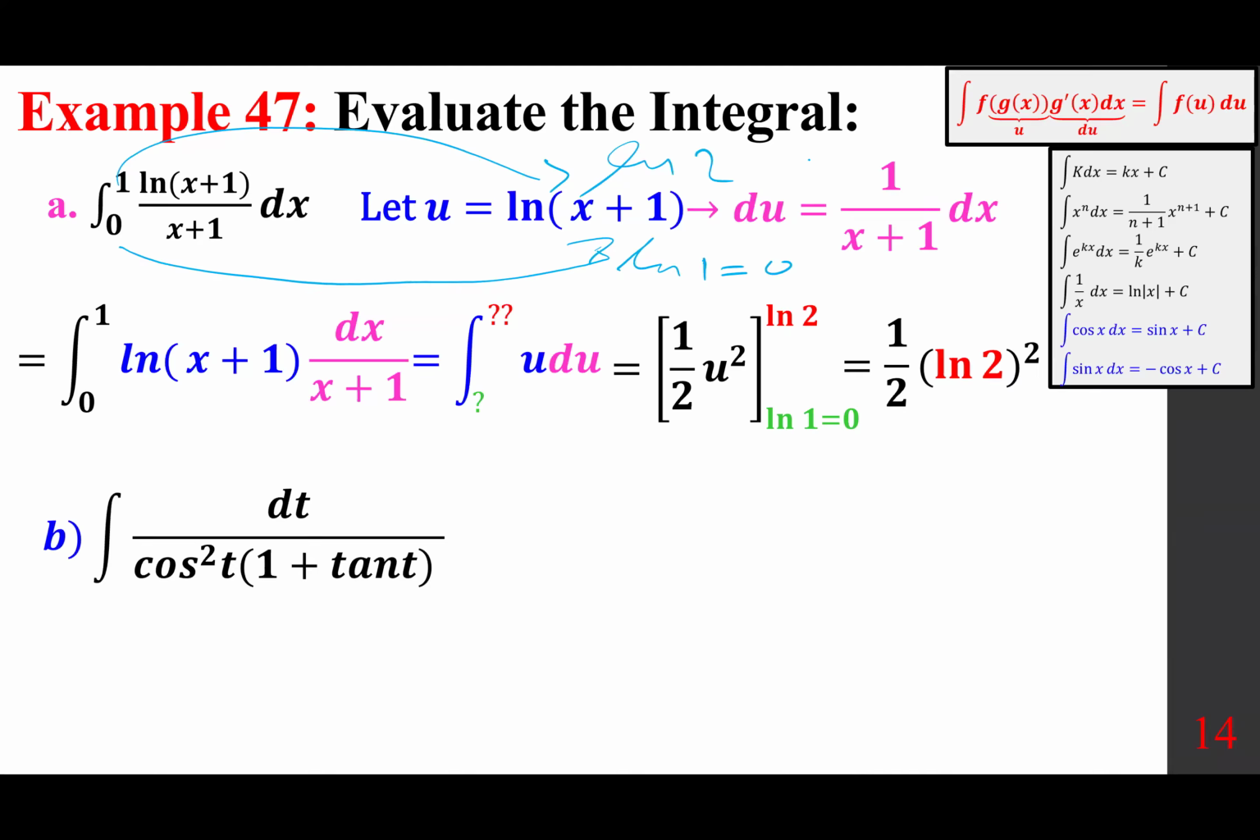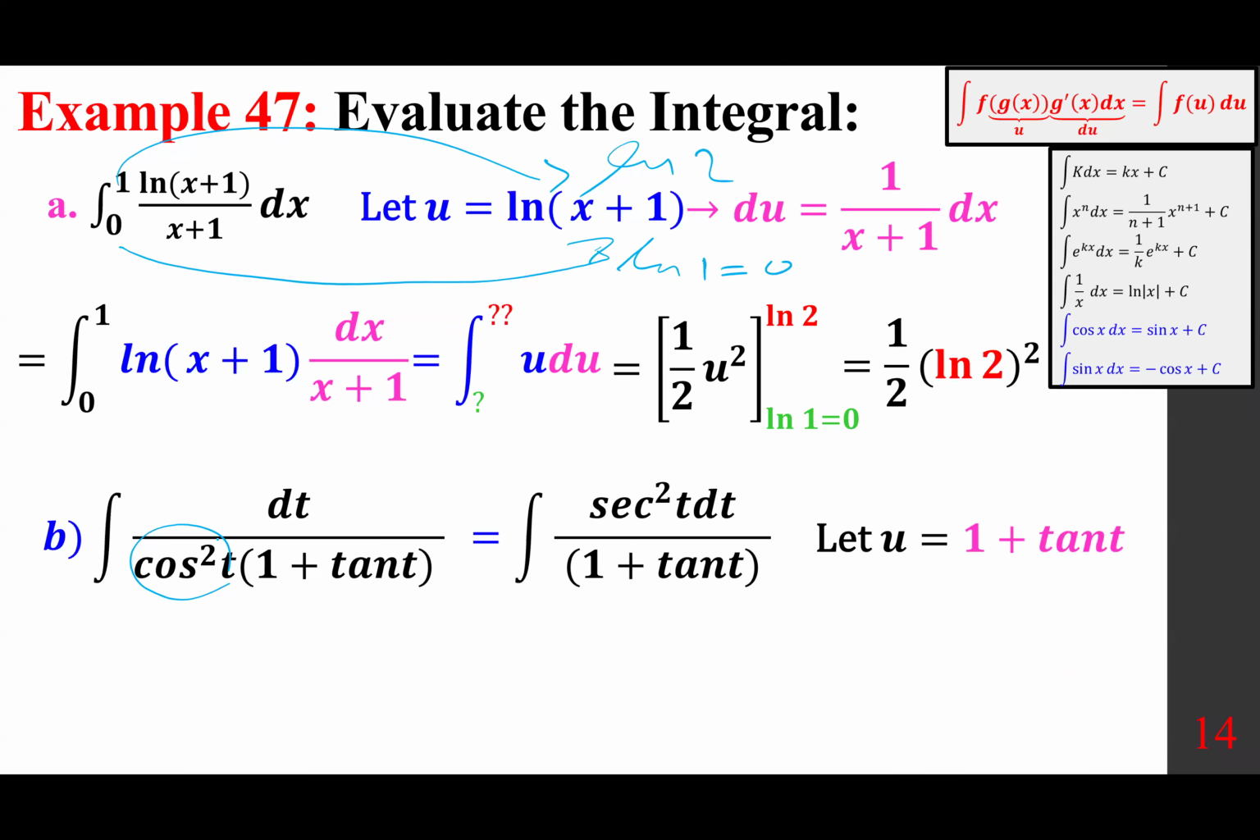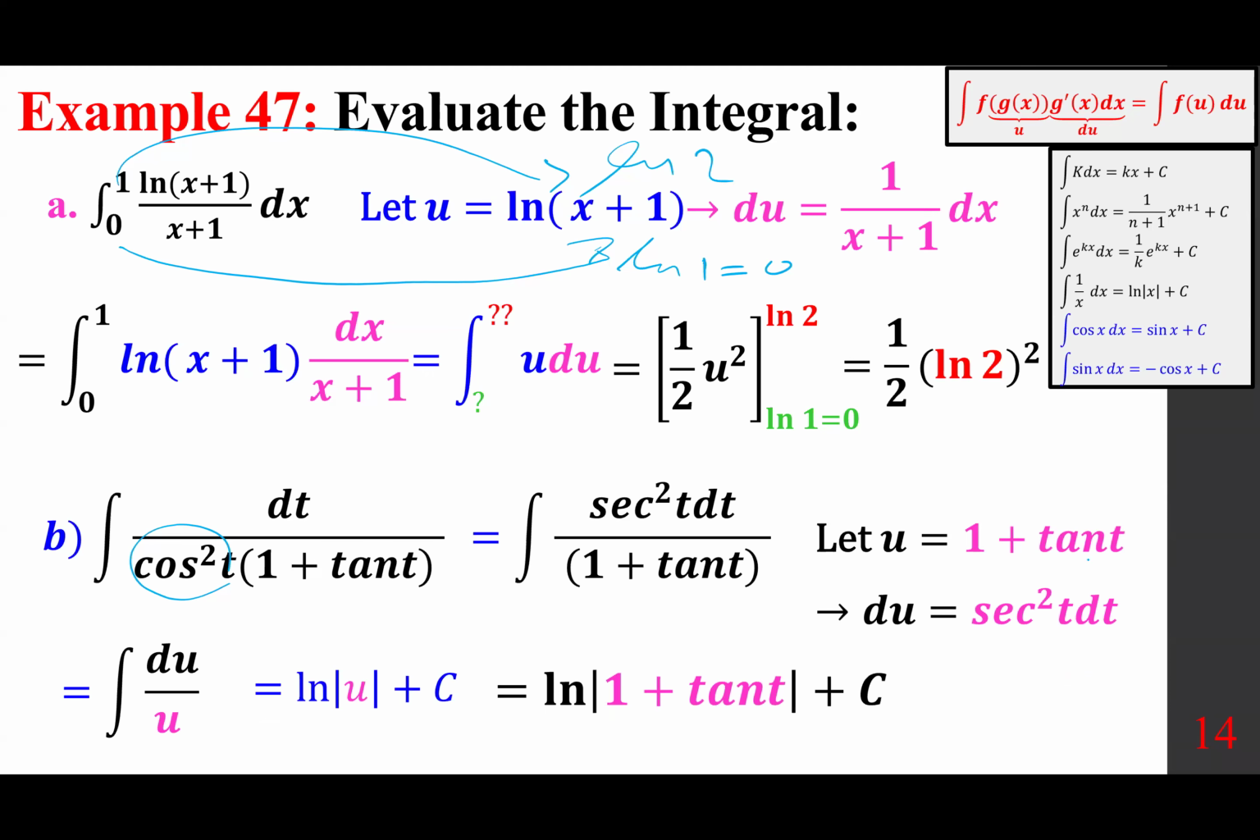What about this one? Notice cosine squared can become secant squared, because cosine and secant are reciprocals of each other. So if you choose the denominator to be u, the derivative of 1 is 0, the derivative of tangent is secant squared, therefore du is secant squared dt, and that means the numerator is du. So again, a natural log, plug in, and keep the absolute value, and we're done. Ln of absolute value of 1 plus tan t plus a constant.